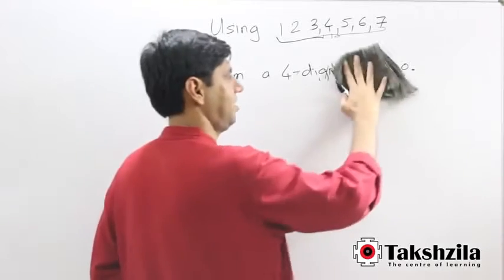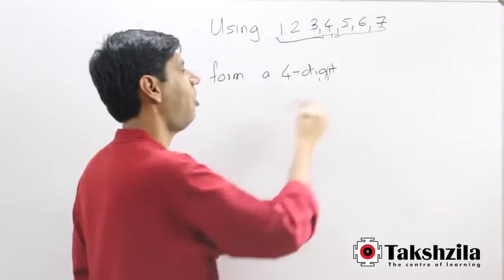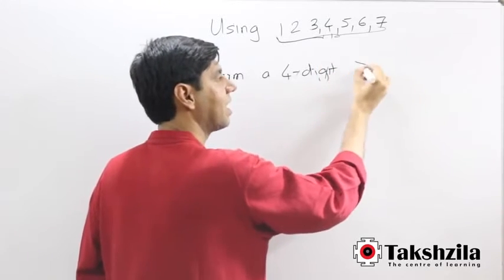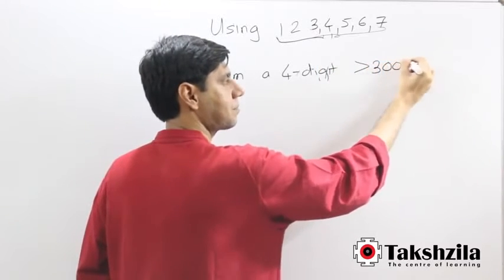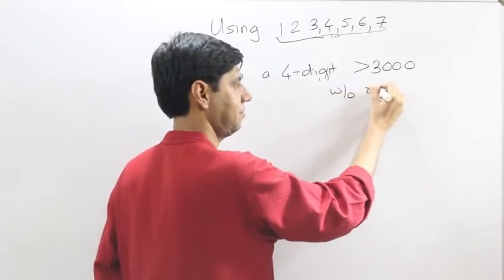Let's take another condition which is exactly similar. I'm just using this to build the next one. Form a 4-digit number greater than 3000. First question, without repetition.